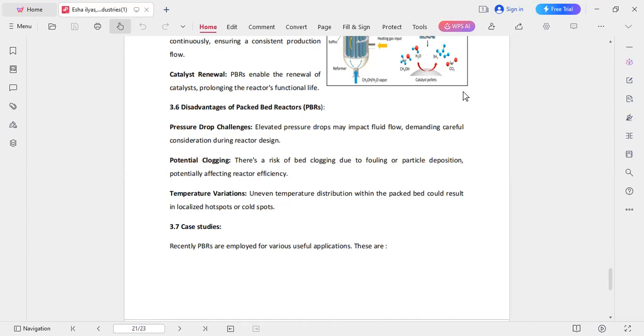Moving toward the disadvantages of packed bed reactors. Number one, pressure drop challenges. Elevated pressure drop may impact fluid flow, demanding careful consideration during reactor design. Potential clogging: there's a risk of bed clogging due to fouling or particle deposition, potentially affecting reactor efficiency. Temperature variations: uneven temperature distributions within the packed bed could result in localized hot spots or cold spots.